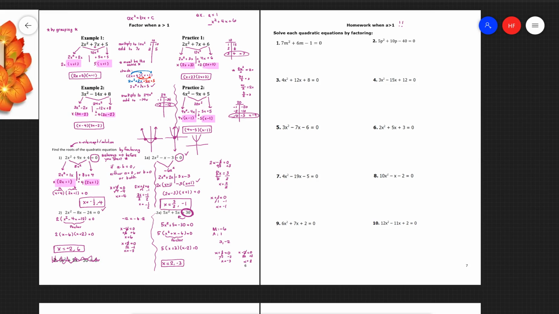I will post the answers to the odds, and y'all do the evens. Evens will be taken for a grade. So if you are absolutely confident, wow, I am so good at factoring, you can just do the evens. If you want to do the odds as well and then check your answers, then the answers will be posted to the odd questions.